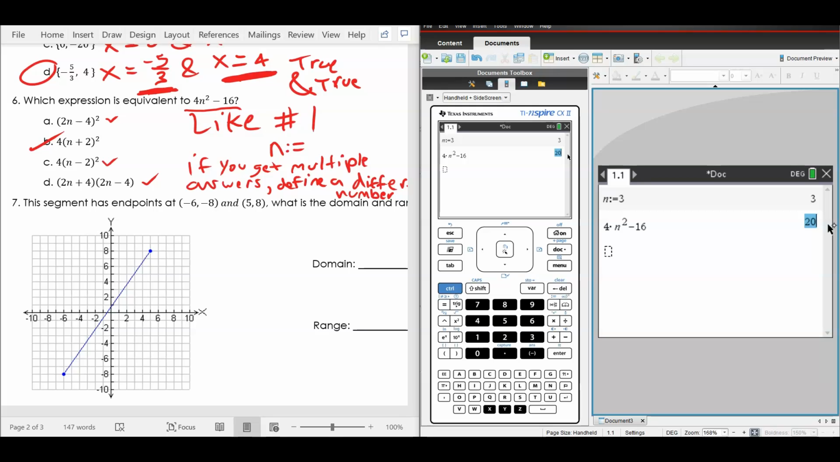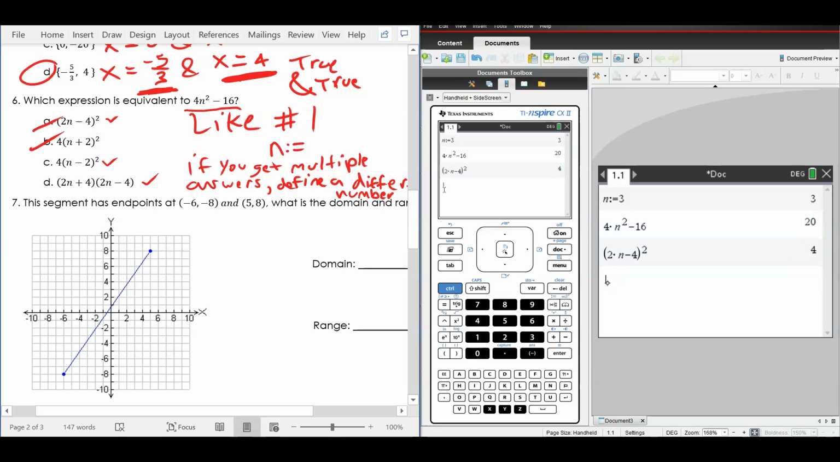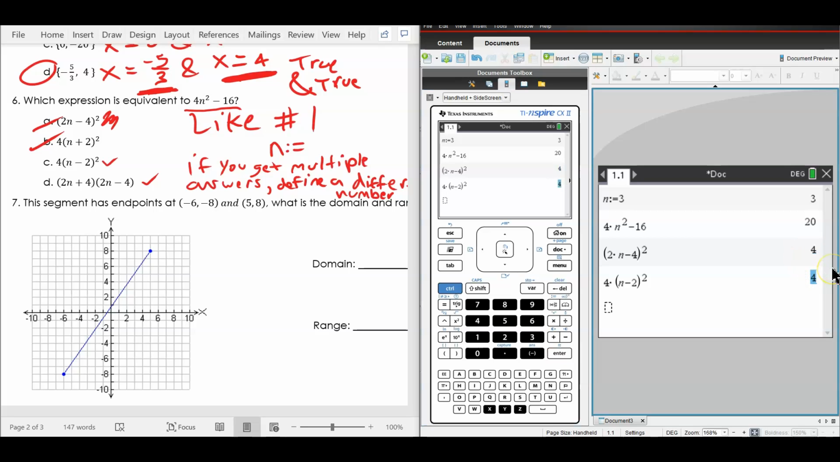Okay, so let's type in A. We already know B is off, but let's see here. 2n minus 4 squared. Did I get 20? No, I did not. Okay, let's try 4 parentheses n minus 2 parentheses squared. Oh, I got 4 again.